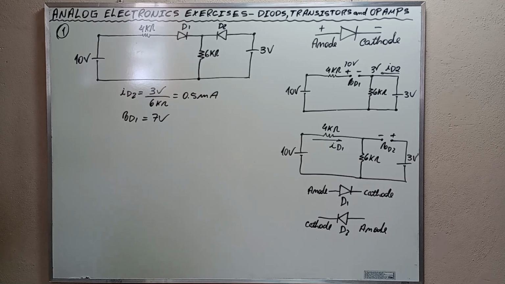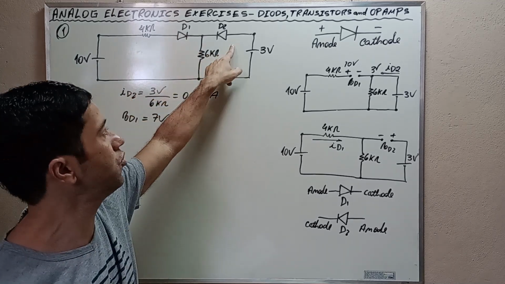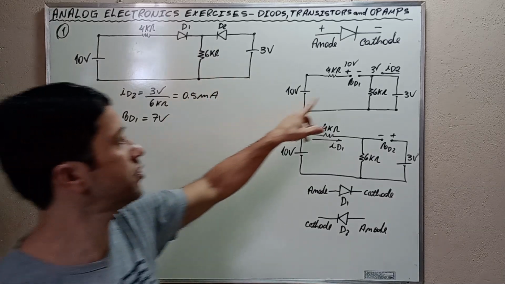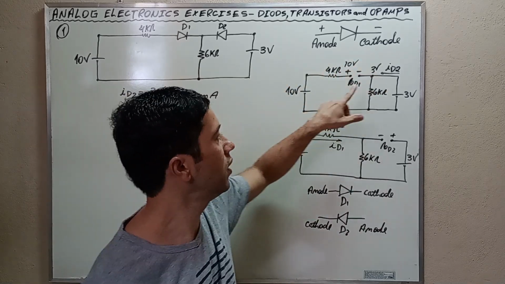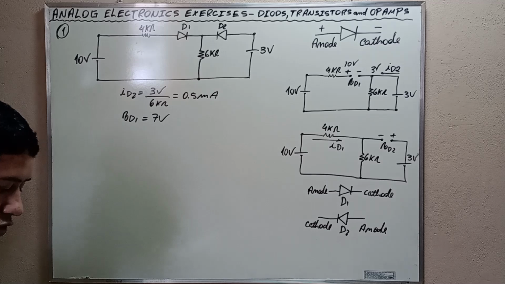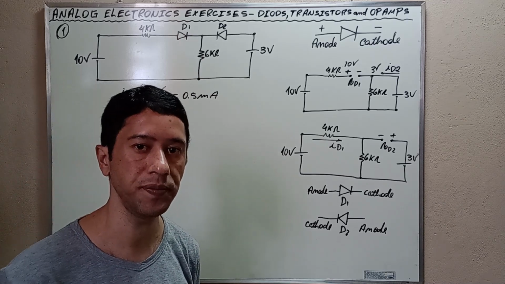Therefore, we must try another assumption. Firstly, we assumed that D1 was off and D2 was on. And we saw that there is this inconsistency here because the anode of D1 is higher in potential than its cathode. Then it is not off, it is on. Then we are going to have to assume another situation to see whether the diode D2 is off and the diode D1 is on. Let's go and have another assumption.